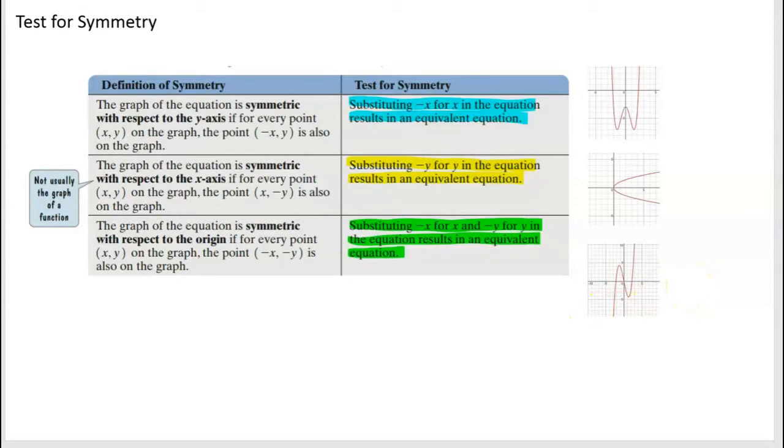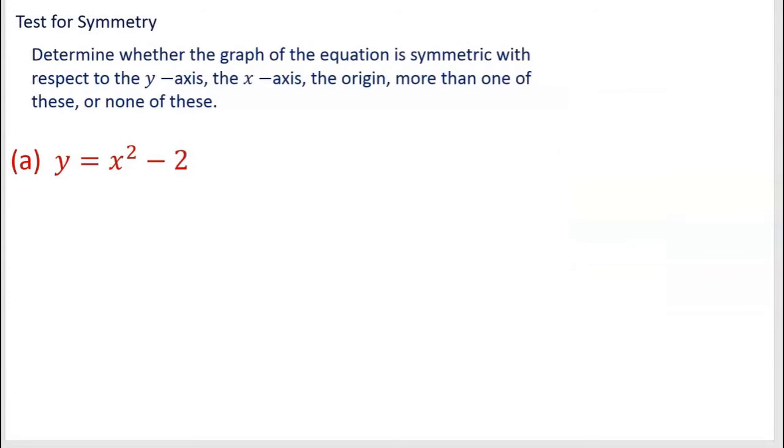So let's actually do some problems where we determine symmetry. Okay, so here's our first official problem. Notice the directions. Determine whether the graph of the equation is symmetric with respect to the y-axis, the x-axis, the origin, more than one of these, or none of these. Now, what this means is we've got to test all of them. You can't just say, oh, it's y-axis symmetry, and then you're done with it. So there are graphs that can be more than one of these types of symmetry.